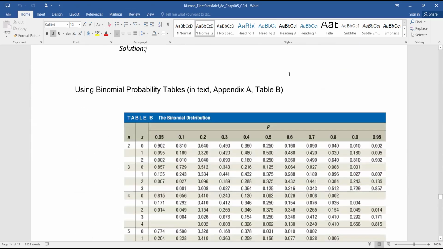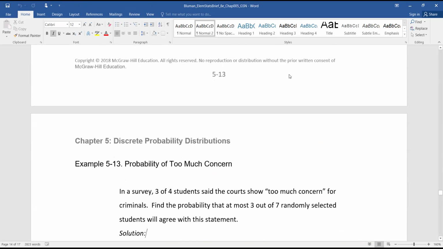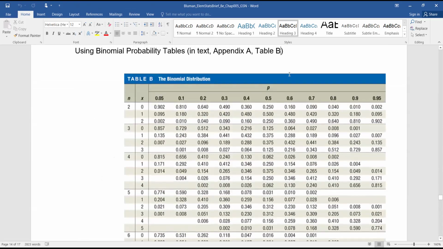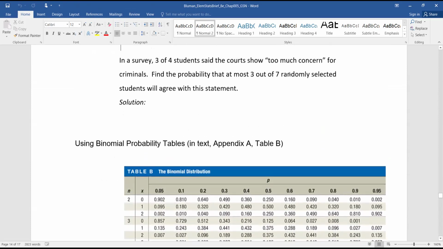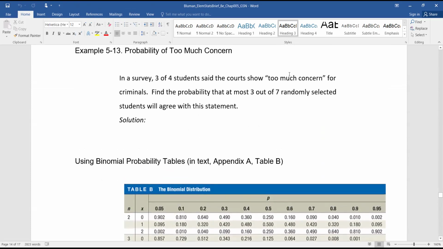Trying to get it directly on it is almost impossible. So example 13, probability of too much concern. In a survey, 3 of 4 students said that the courts show too much concern for criminals. Find the probability that at most 3 out of 7 randomly selected students will agree with this statement.